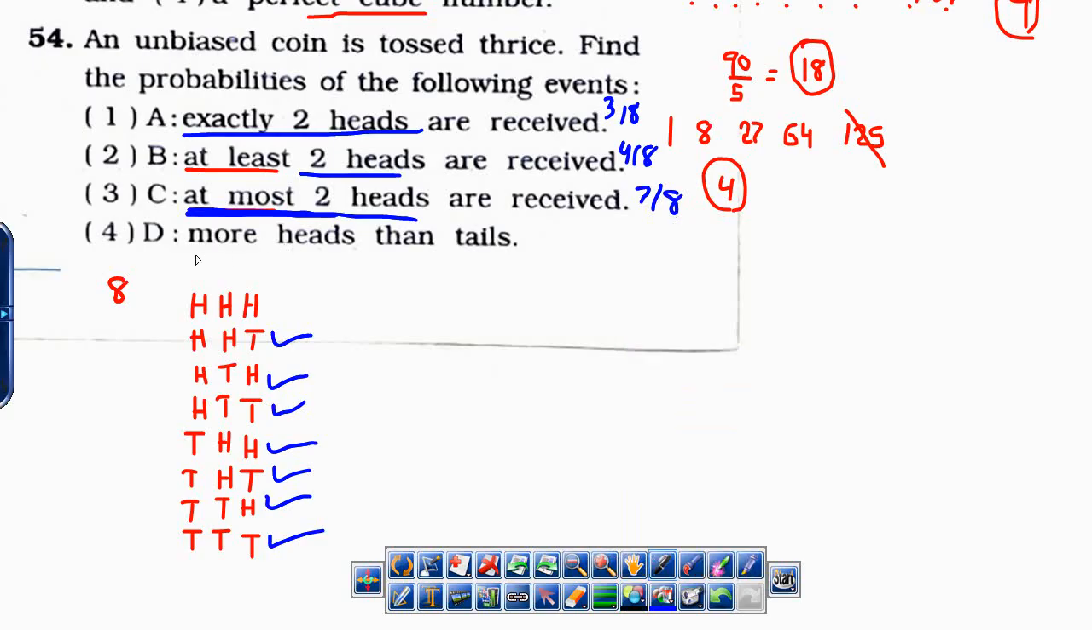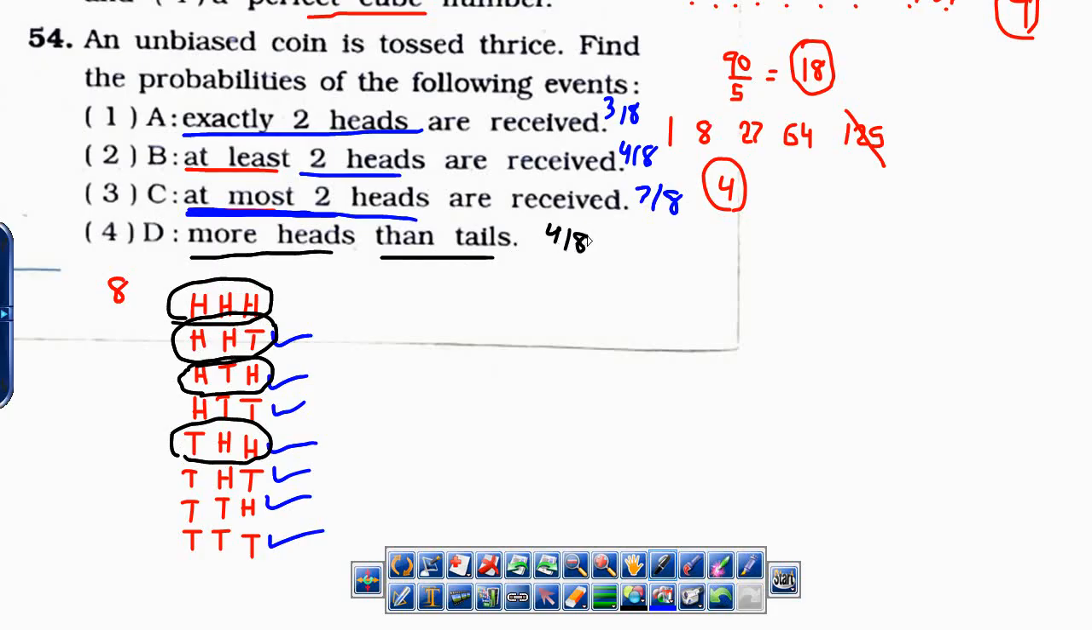And last question is more heads than tails. More heads than tails, there are only 3 possibilities. ये भी है more heads than tails. 4 possibilities. Answer is 1/2. Here also answer is 1/2. So 3/8, 1/2, 7/8, 1/2.